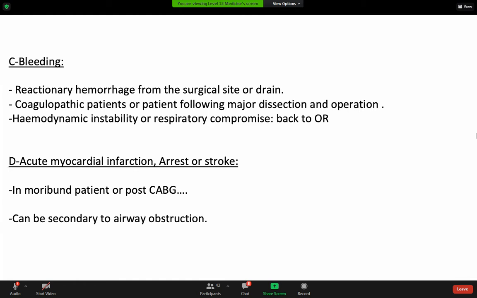Bleeding. Hemorrhage from the surgical site or drain can happen, either in a coagulopathic patient, like one with hematological disease or on anticoagulation, or from major dissection. If the patient becomes hemodynamically unstable with this hemorrhage or bleeding, he should go back immediately to the operating room. Acute MI or acute stroke can also happen during the immediate or early period, especially in patients with a history of coronary artery disease or CABG.